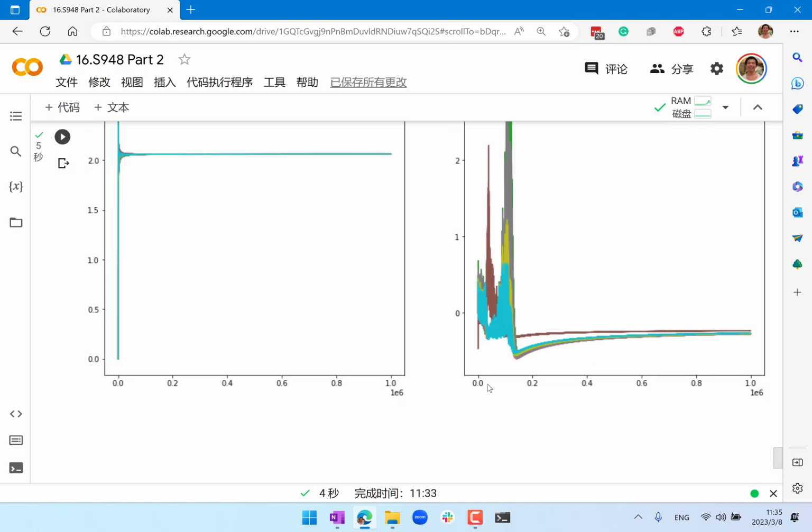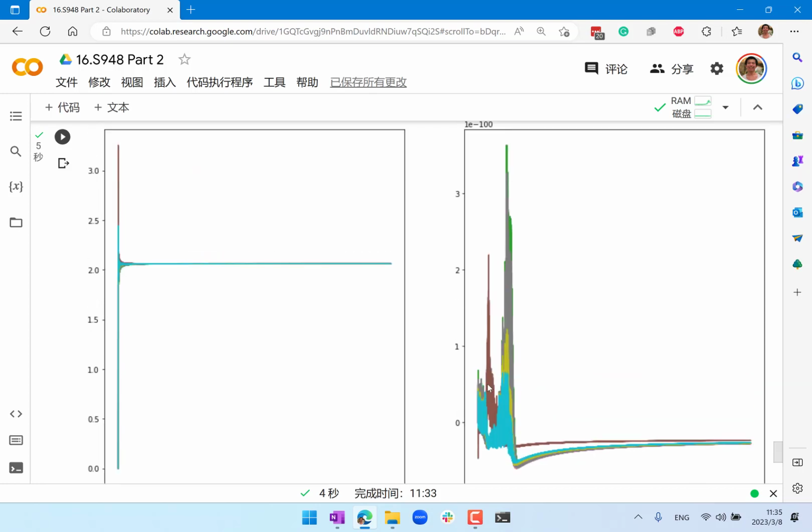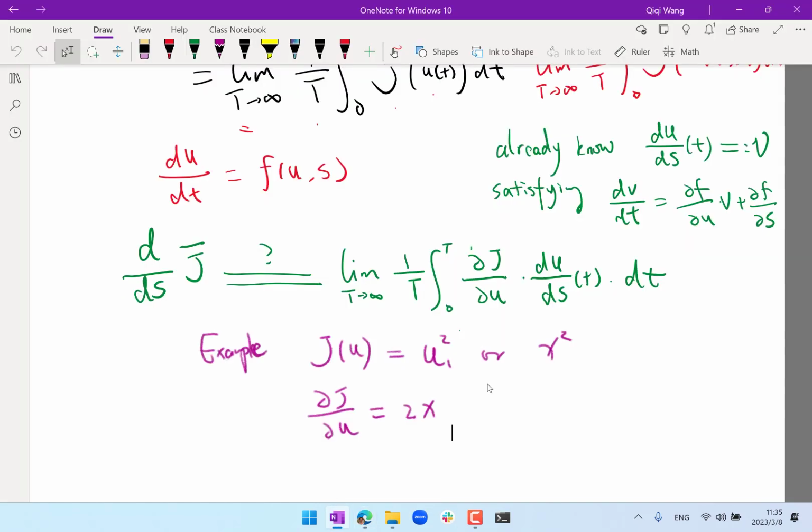Okay, so this is one way to understand why the naive way of sensitivity analysis doesn't work, in the sense that this limit does not equal the limit of the derivative of the infinite time sensitivity, right? Depending on what the initial condition is, this limit can converge to different values. And as we're going to see for chaotic cases, this limit may not converge at all. Okay.